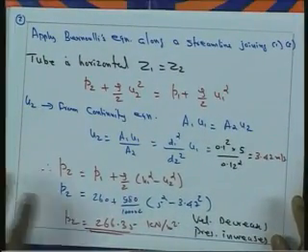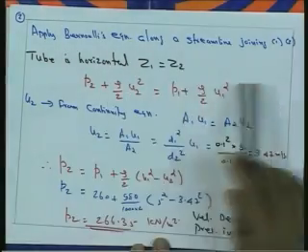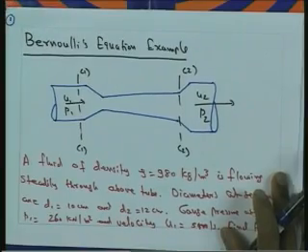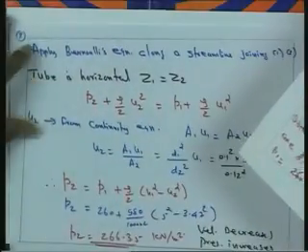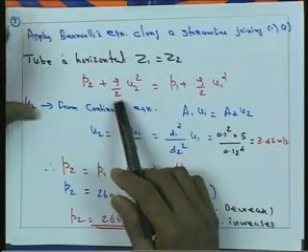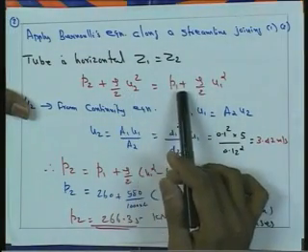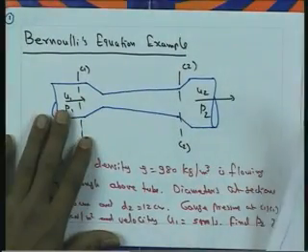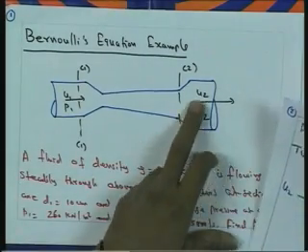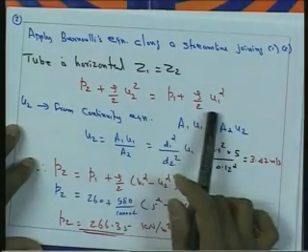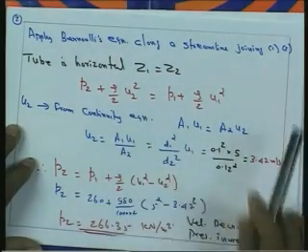So we will apply the Bernoulli's equation along the streamline joining 1 and 2. As shown in this figure, the tube is assumed to be horizontal, so Z1 is equal to Z2. The general equation we can write with respect to Bernoulli's equation is P2 plus rho by 2 U2 square is equal to P1 plus rho by 2 U1 square. You can see here at section 1 and 2 we are equating the pressure head and the velocity head. Z1 is equal to Z2, so datum head is not to be considered. Here U is the velocity, P is the pressure.